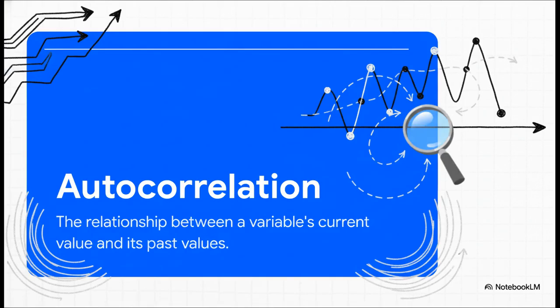Now this memory actually has a technical name, autocorrelation. Don't let the word scare you. It's just the mathematical way of saying that a value at one point in time is related to the values that came right before it. This is the defining personality trait of any time series data.